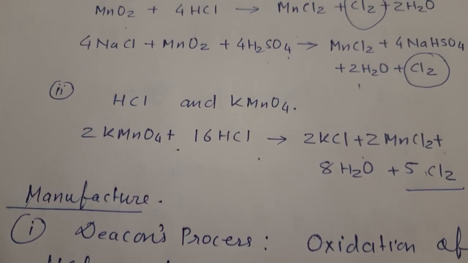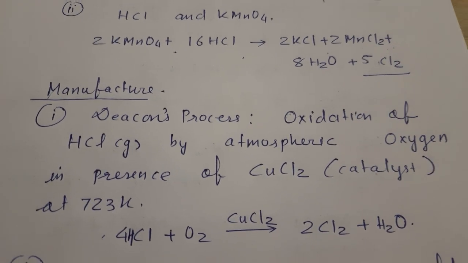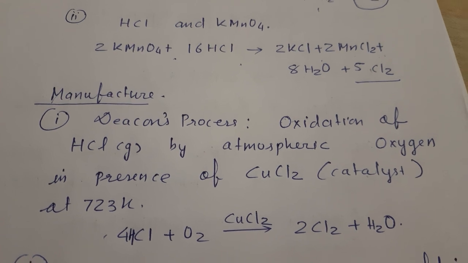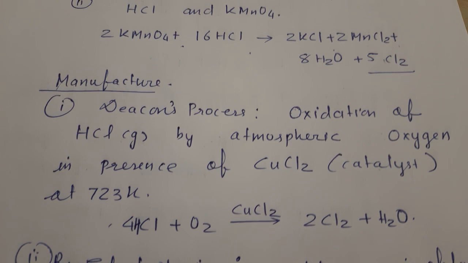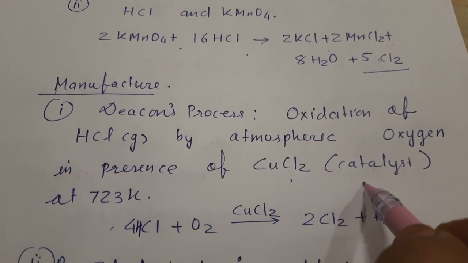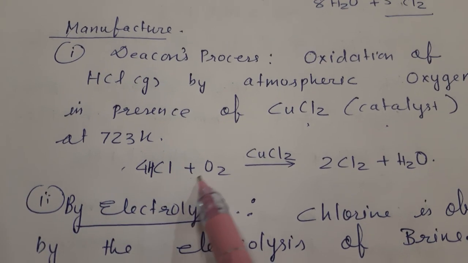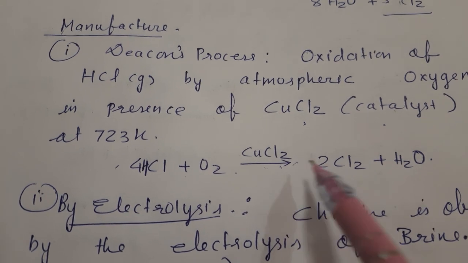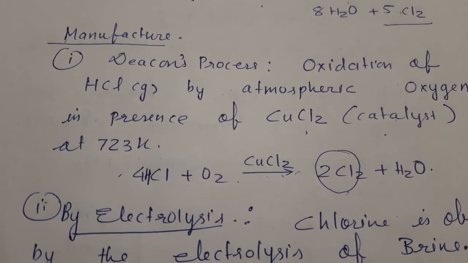How is it manufactured industrially? Deacon's process. Oxidation of HCl gas by atmospheric oxygen in presence of cupric chloride, which is used as a catalyst. The reaction is 4HCl plus O2 in presence of cupric chloride. It will give us Cl2, that is the desired product, chlorine, plus H2O.